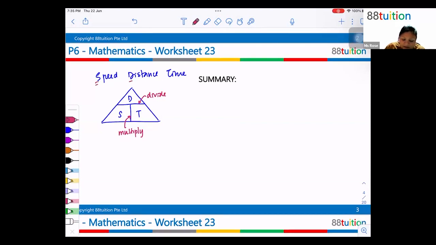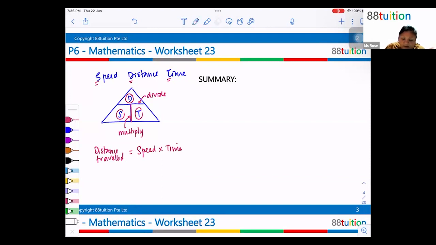Now, for speed, you have three things: speed, distance, and time. If I put this in the formula triangle, I can come up with a formula. What do I mean by that? In order to find the distance traveled, distance is here, so you see this line here? Distance is equal to speed times time. Distance traveled is equal to speed times time.